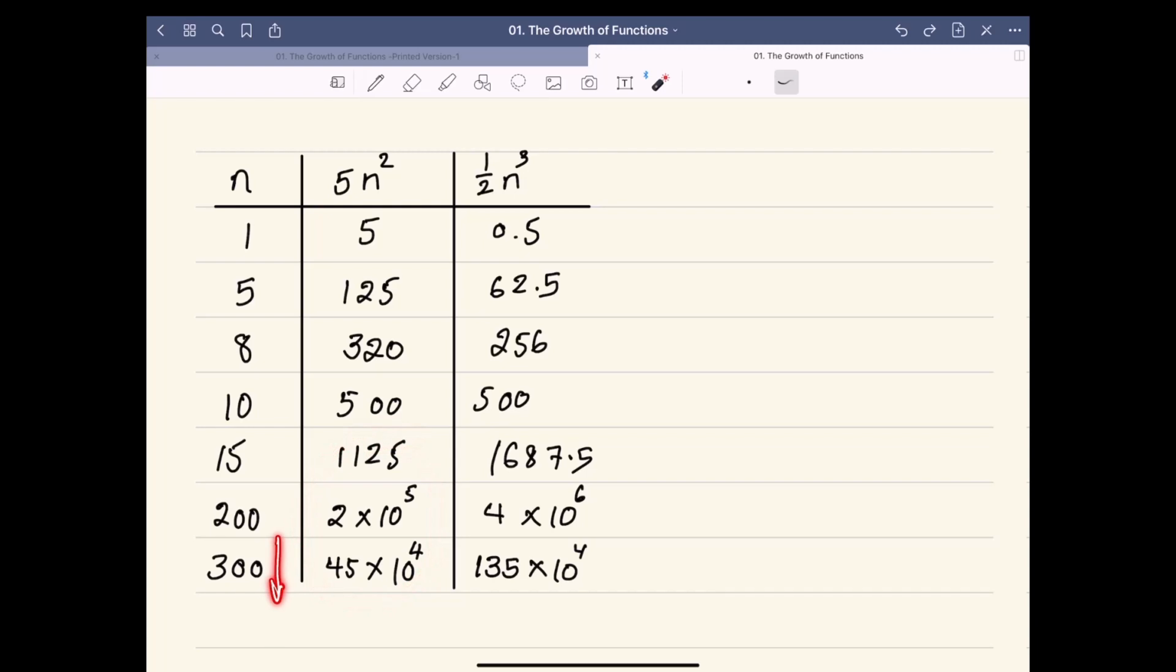And if you try to continue for n that goes to infinity, you will notice that it is always the first function that is the winner. Mathematically, how do we write this? We write it as follows. We say that 5n squared, which is the winner, is less than or equal to half n raised to power 3. But when this happens, it happens when n is greater than 10.